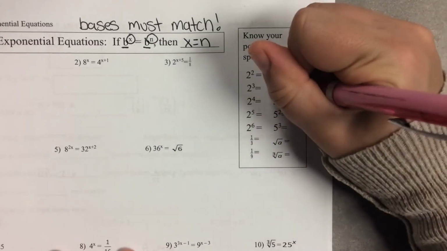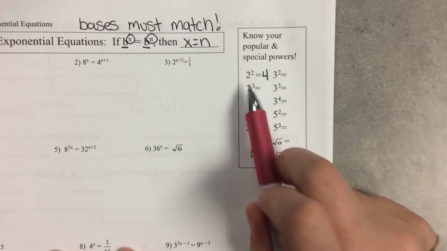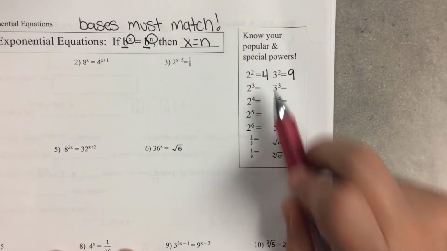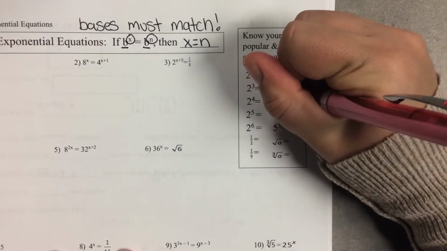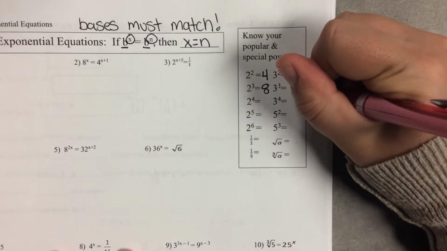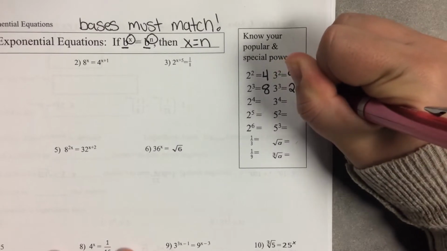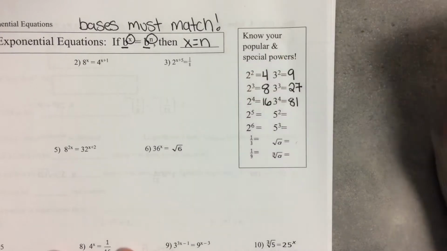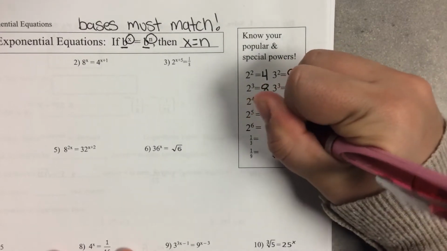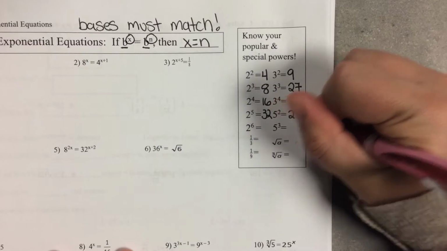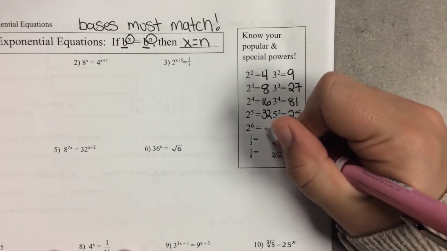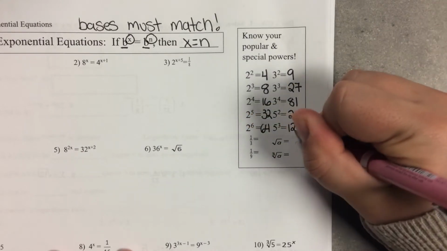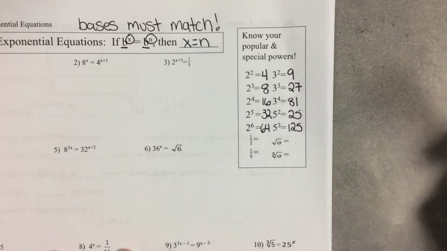So 2 to the second power is 4. So if you ever see a 4, you can write it with a base of 2 instead. 3 to the second power is 9, so if you ever see the number 9, you can write it with a base of 3 instead. 2 to the third power, 2 times 2 times 2, is 8. 3 to the third power is 27. 3 to the fourth power, 81. 2 to the fourth power, 16. 2 to the fifth power, 32. 5 squared is 25. 2 to the sixth power is 64. 5 cubed is 125.